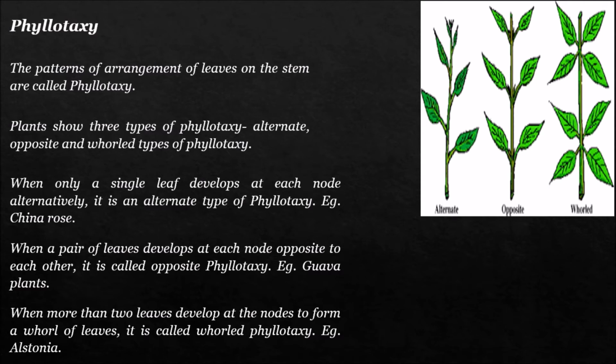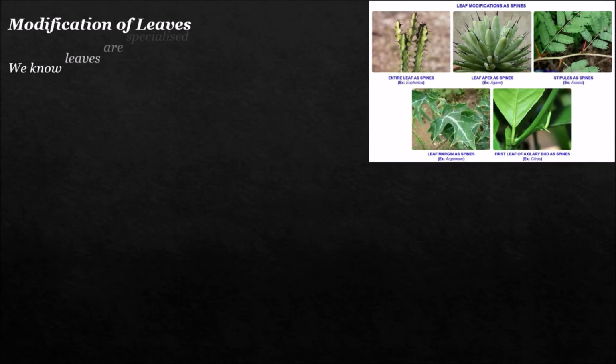So how to remember alternate, opposite and whorled? If leaves develop at each node alternatively, it is called alternate phyllotaxy, and if leaves develop at each node opposite to each other, it is called opposite phyllotaxy, and if leaves develop as a whorl or as a flower, it is called whorled phyllotaxy. Coming to the modifications of leaves, leaves are specialized to perform photosynthesis.